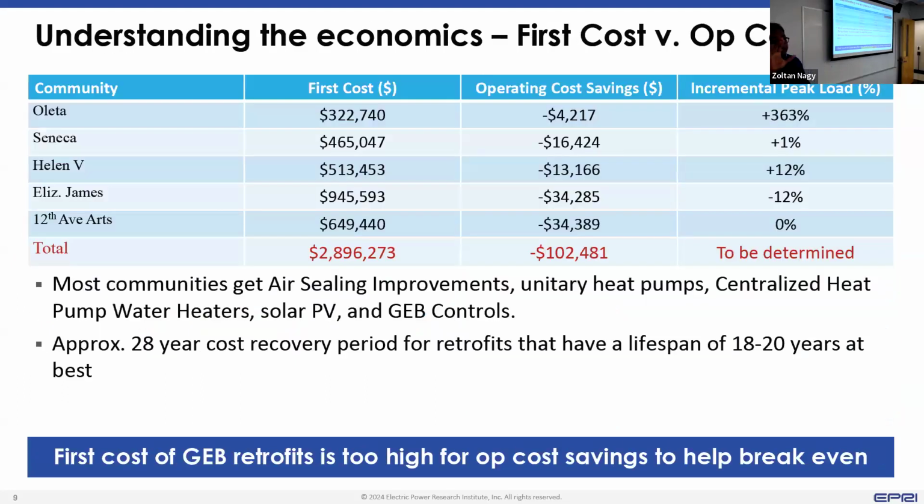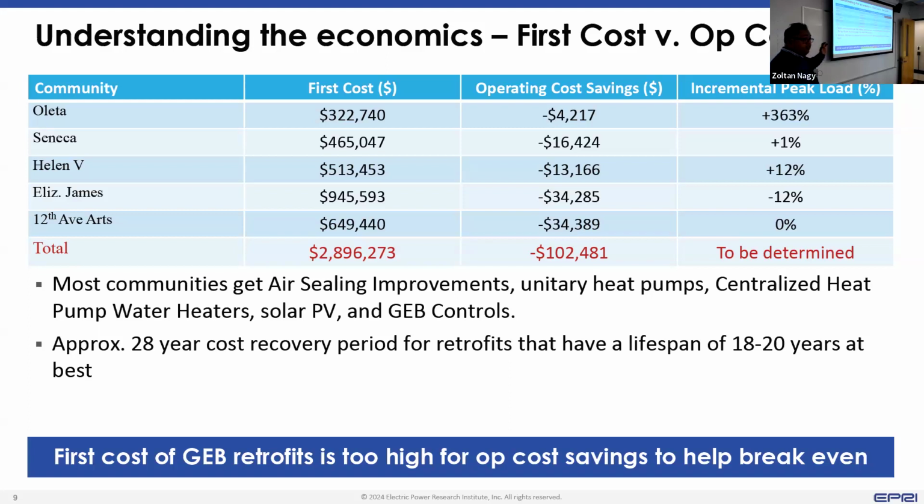And then, of course, here is an example of a recent analysis that we did for a set of communities in Seattle. The names of the communities on the left are actual multifamily affordable housing communities. There's a total of about 300 living units across these communities that we looked at. And if you look at it, it takes about $3 million to do everything that is needed in these communities, right? They need air sealing improvement.